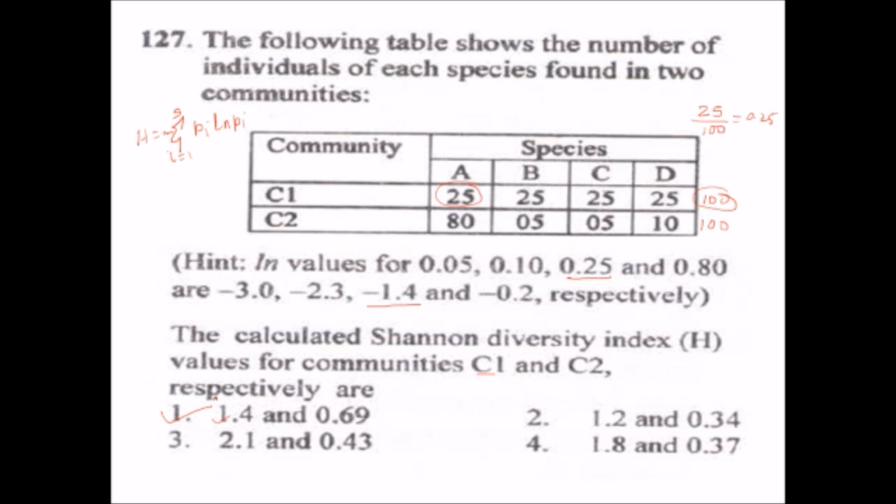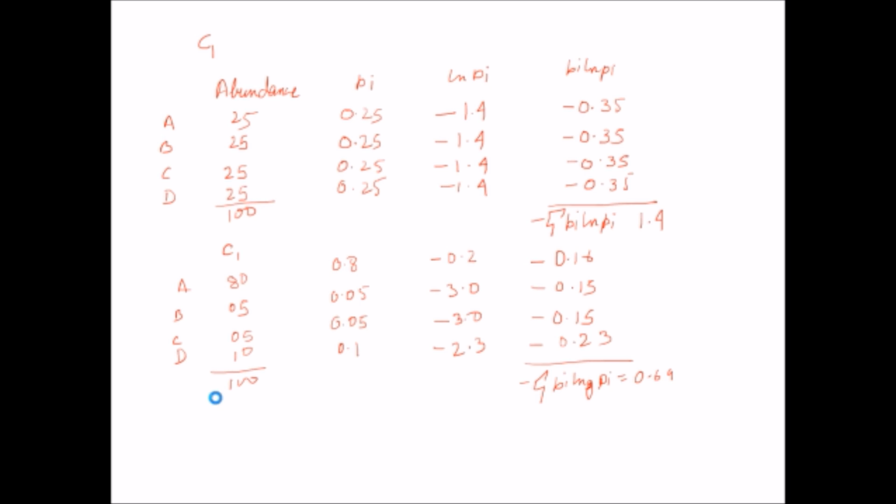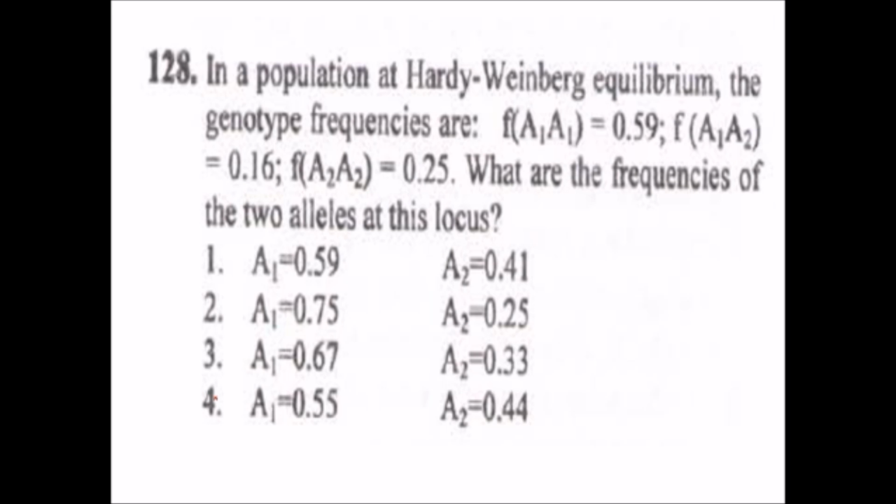Hope you understood it very clearly, and it's quite simple questions. You can very easily score 4 marks in such questions. Move to the next question. Again, it's a numerical based on biology, that is the Hardy-Weinberg equilibrium.